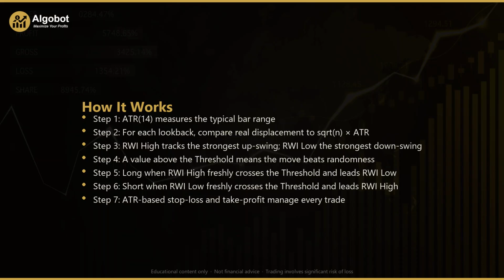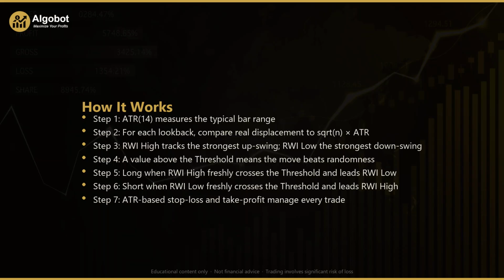Now for the entry logic. The strategy signals a long when RWI high freshly crosses up through the threshold, meaning it was at or below the level on the previous bar and above it now. And at the same time, RWI high is greater than RWI low. In plain English, the up move has just become significant and it dominates the down move. The strategy signals a short in the mirror image situation. RWI low freshly crosses up through the threshold, and RWI low is greater than RWI high. Using a fresh cross means the strategy aims to join the moment a trend emerges, rather than chasing one that's already mature.